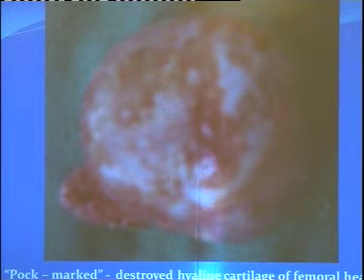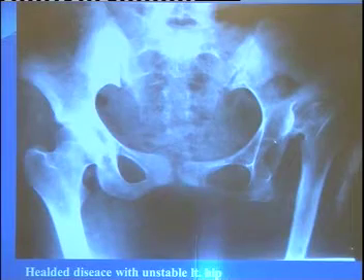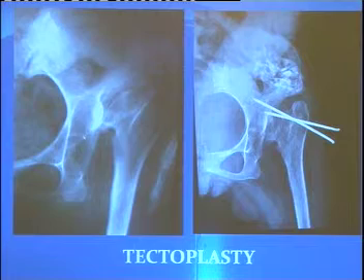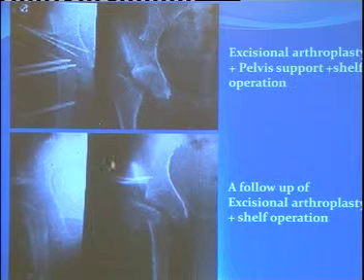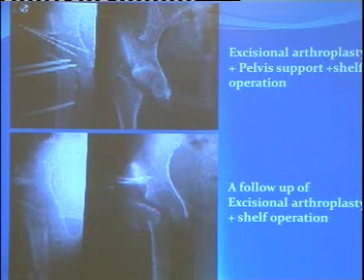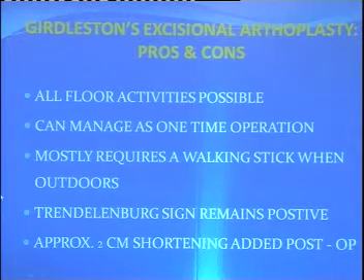So do an operation when there is a gross diminution of the joint space, gross limitation, and the patient is an adult. Excision arthroplasty should be done only for those reasons. And many a time, a Girdlestone can leave behind an unstable joint. There are many procedures described for it, something like the shelf procedure, tectoplasty, pelvic support osteotomy, or a shelf operation. I think these are matters of detail which we can leave for the future.